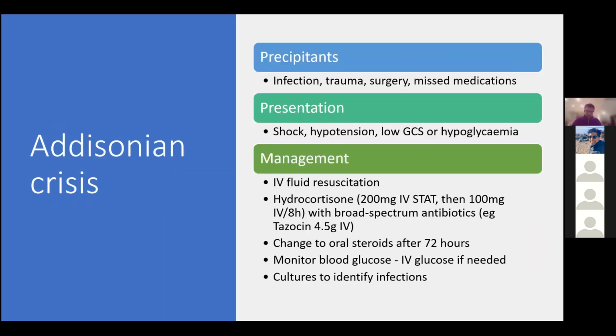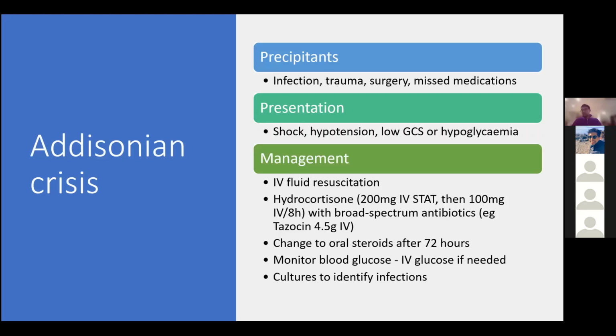Addisonian crisis is the extreme state. Again, usually there's a precipitating event, so infection, trauma, surgery, or missing their steroids. And they'll often present with shock, profound hypotension, low GCS, and hypoglycemia. So managing them is an A to E approach.